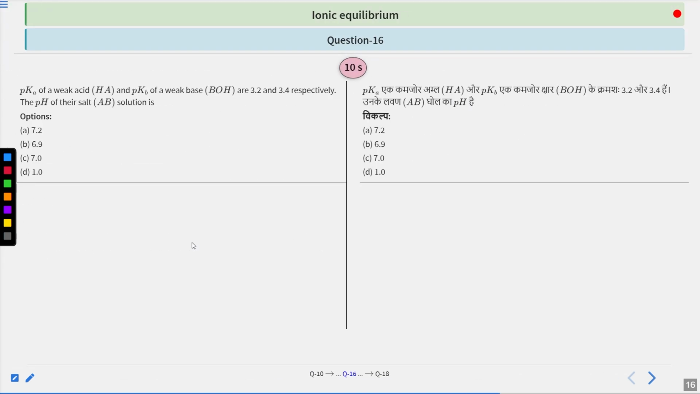Next question. The pKa of a weak acid, HA, and pKb of a weak base, which is BOH, are 3.2 and 3.4. The pH of their salt solution is A 7.2, B 6.9, C 7.0, and D 1.0. Your time to solve this question starts now. The time is up for this question.